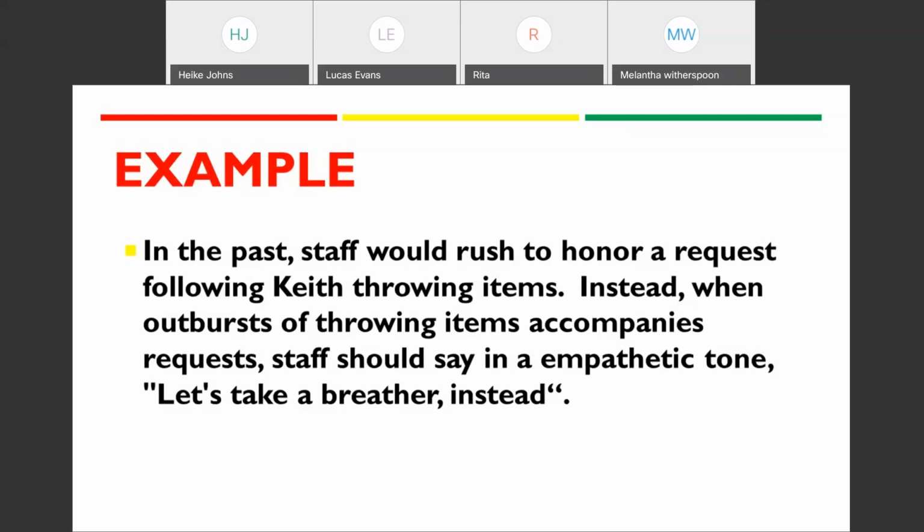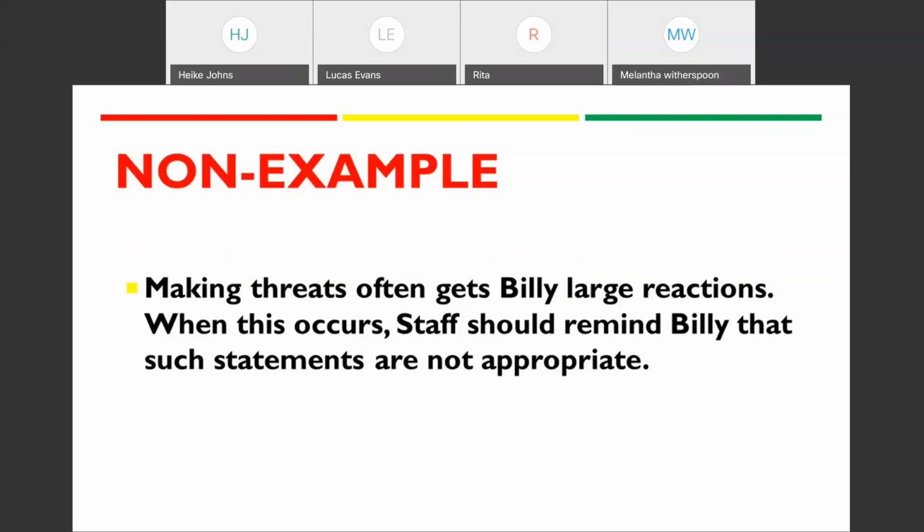All right, I'm ready for the non-example. Making threats often gets Billy large reactions. When this occurs, staff should remind Billy that such statements are not appropriate. And so this would be a non-example because it is not likely that staff stating to Billy that those statements are not appropriate is going to decrease the undesirable or unsafe behavior from occurring. It does tell staff what to do, but those strategies will not lead to desired outcomes.